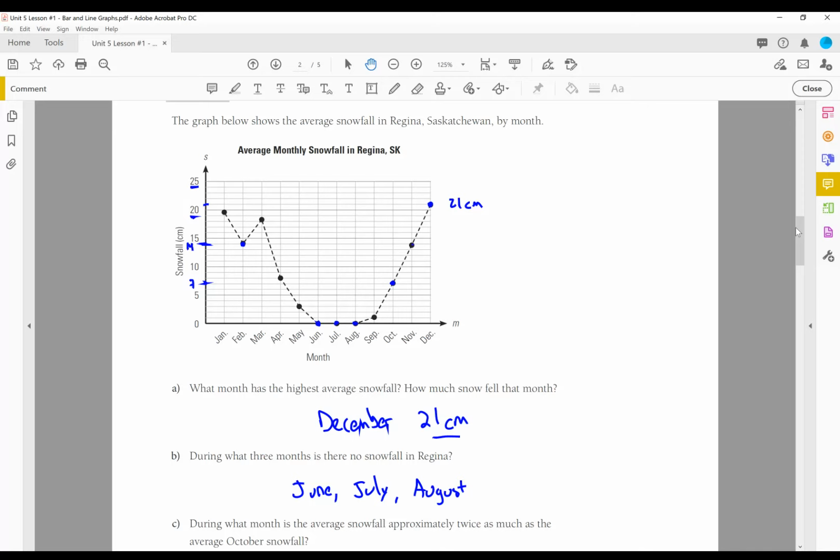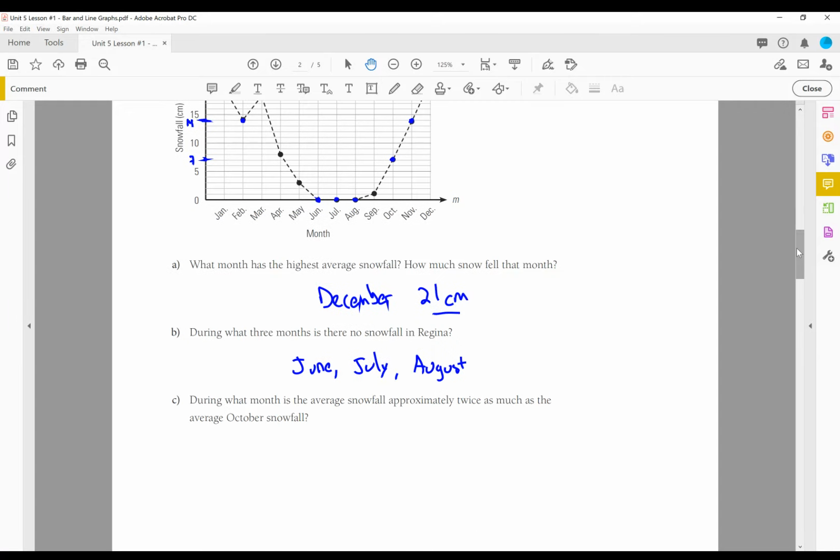And also, if we go over here, it looks like November has just under that. So I might be inclined to include that in this question as well. What month is the average snowfall approximately twice as much? So I'm going to say February and November, because those are both approximately double. I hope that makes sense. I will have another video for this section coming up in a second.